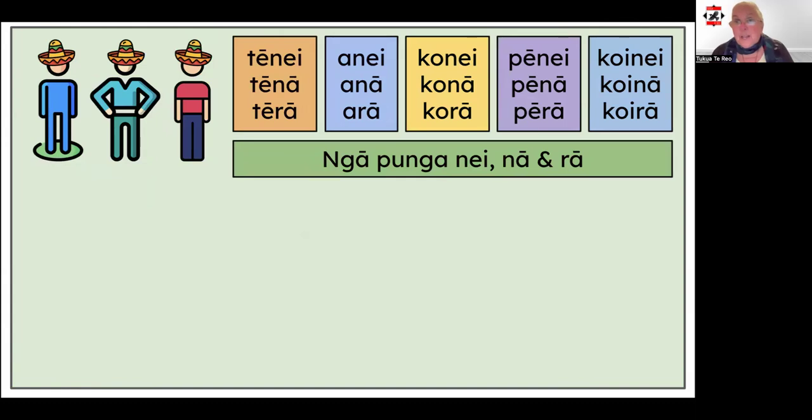So there you have it. A few different examples of ways that we can use the Ngā Punga, nei, nā, and rā.